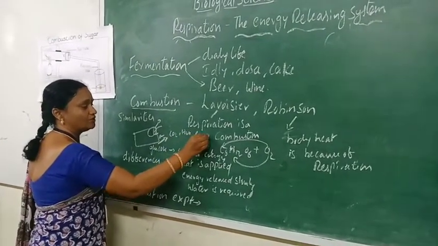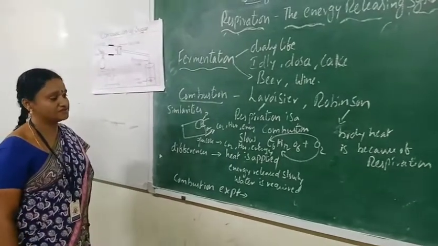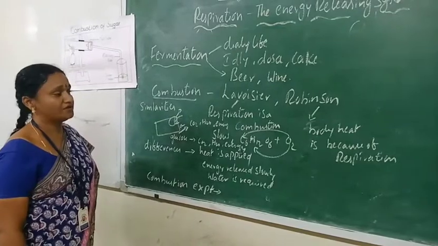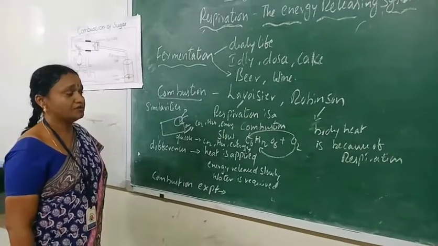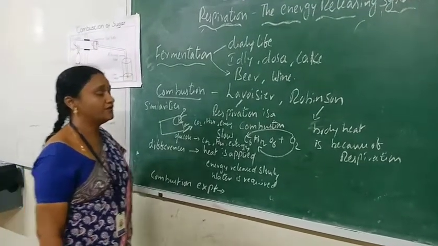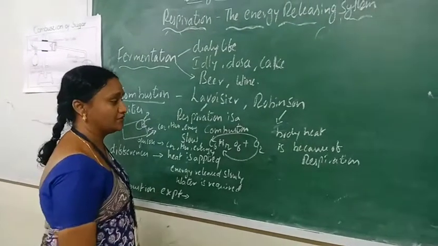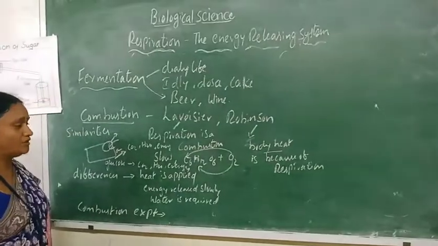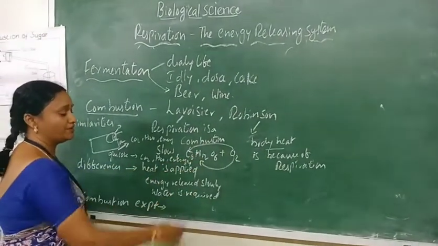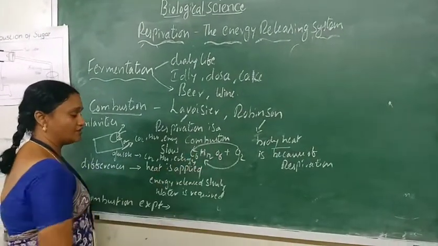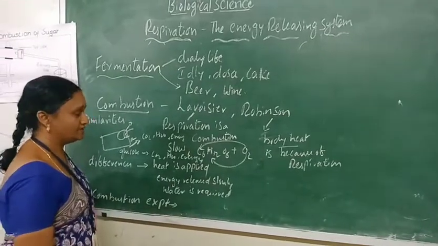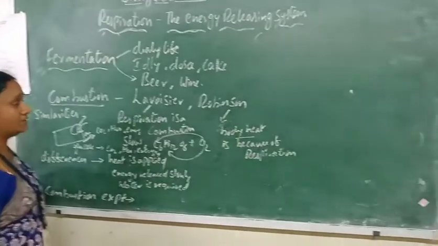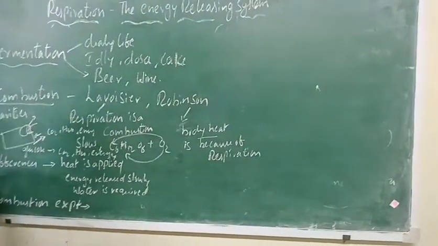So from this he told that respiration and combustion are the same. And the same was told by Robinson, but along with the liberation of energy, the body also gets heated during the process of respiration. That is, body heat is because of respiration. And Lavoisier also told that oxygen not only uses carbon, it also uses hydrogen for the liberation of energy. So from these two scientists, it was clear that combustion and respiration are similar.